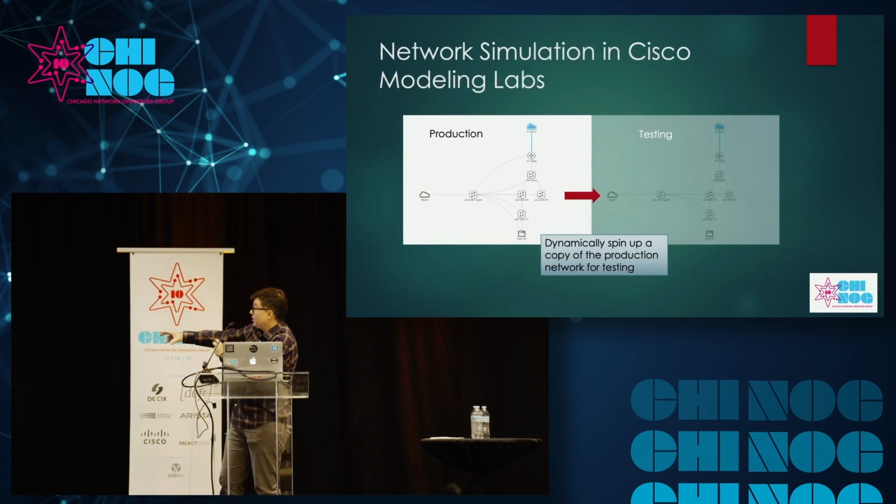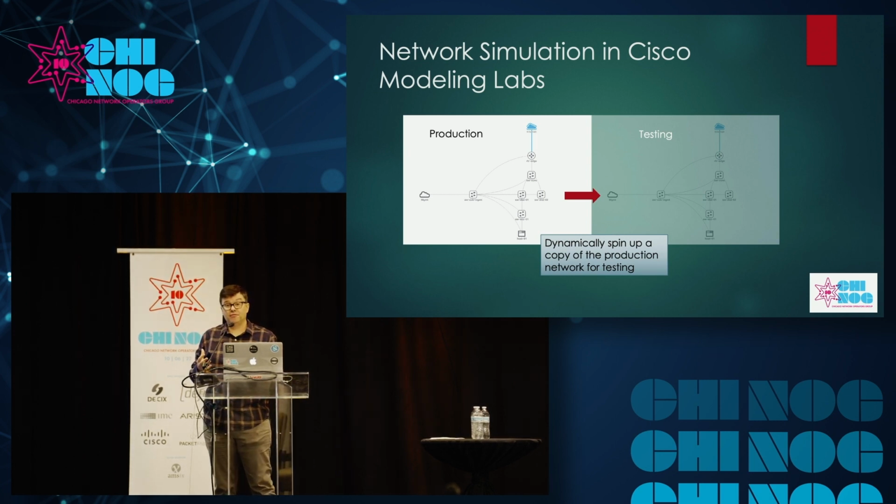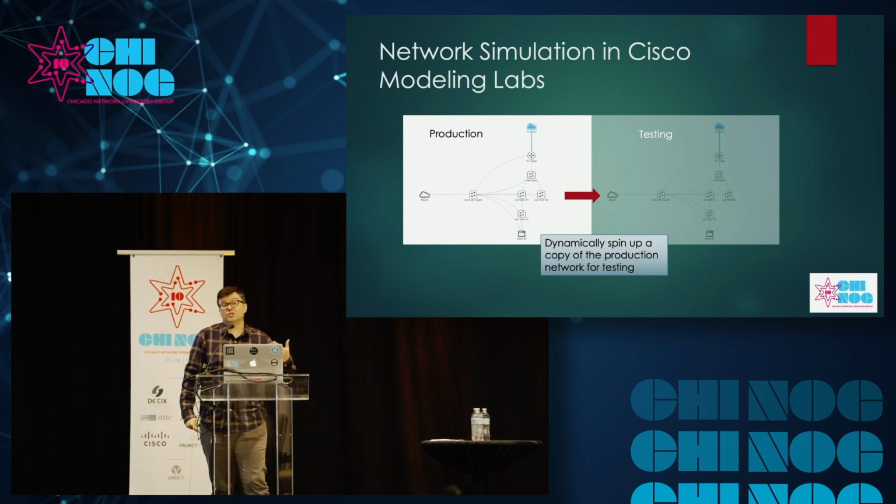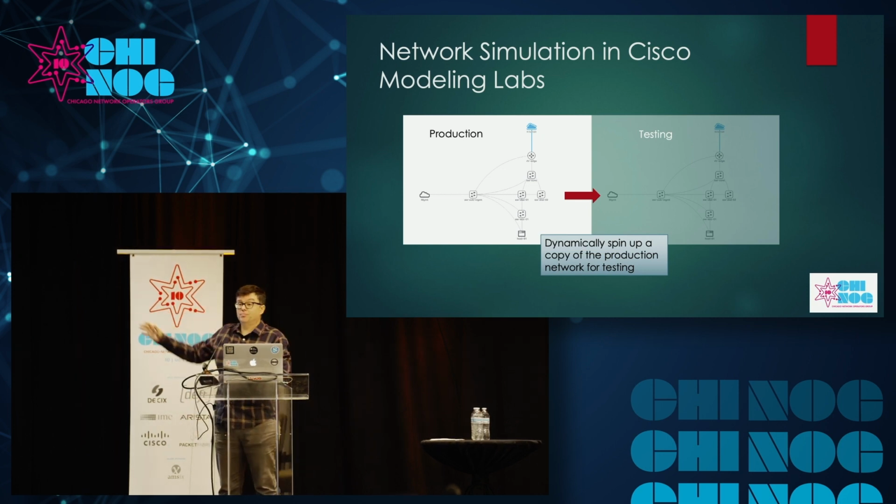CML will allow you to create a testing network that is a copy of the production network. So when we make changes to the VLAN fabric and we deploy it, it's deployed first into that testing network. The tests are run, and if those tests are successful, we can push to production.